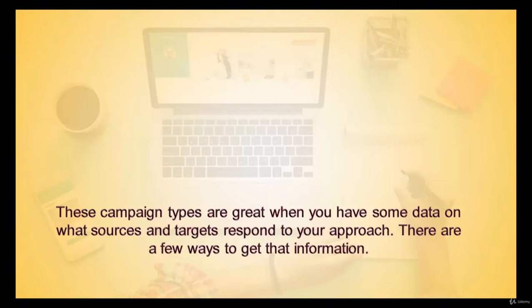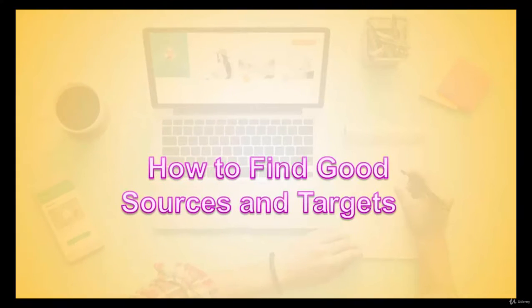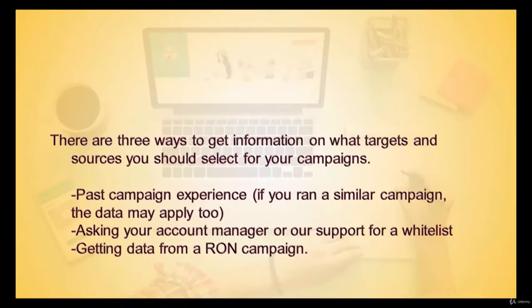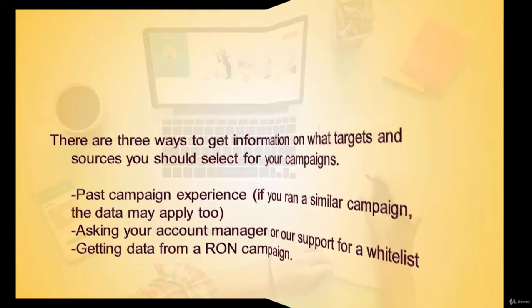There are 3 ways to get information on what targets and sources you should select for your campaigns. Past campaign experience. If you run a similar campaign, the data may apply too. Asking your account manager or our support for a whitelist. Getting data from a RON campaign.